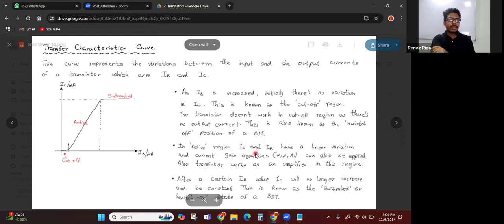In the active region, IC and IB have a linear variation, and the current gain equations alpha and beta can also be applied. Also, the transistor works as an amplifier in this region. So in the active region, the transistor works as an amplifier.